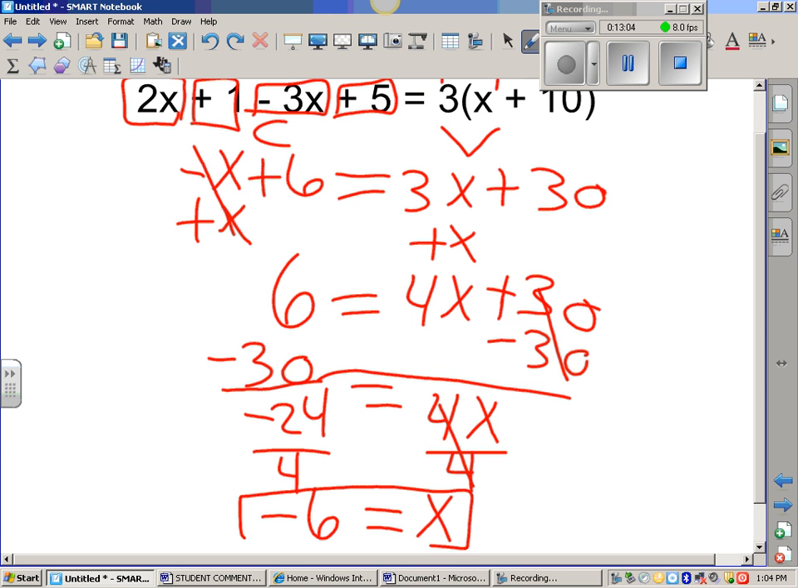Is that the only solution for x? Yep, that's it. So the only answer that will work for this equation, that will make the left side equal the right, is if x equals negative 6.